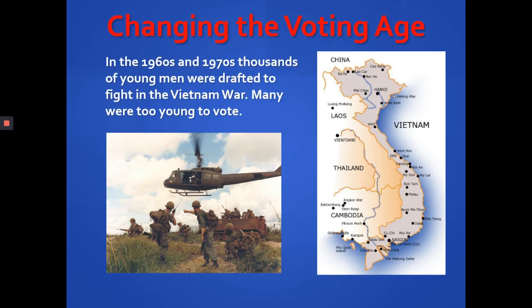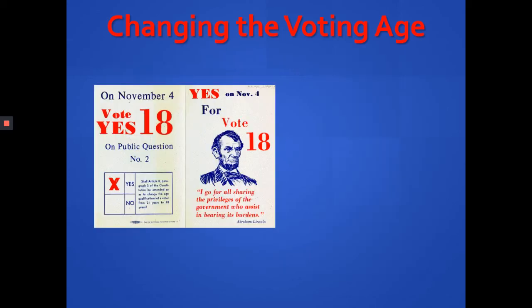So another voting change that happened, and this is one of the last voting changes that has happened in the United States, happened in the 60s and 70s. So this is when America is at war in Vietnam, and many of the kids that were going over to fight in Vietnam were too young to vote. Voting was limited to 21 and older, and yet you had kids who were 18 going over to war.